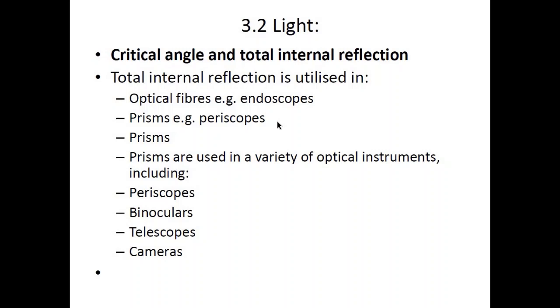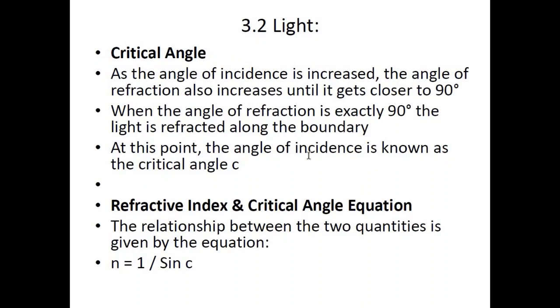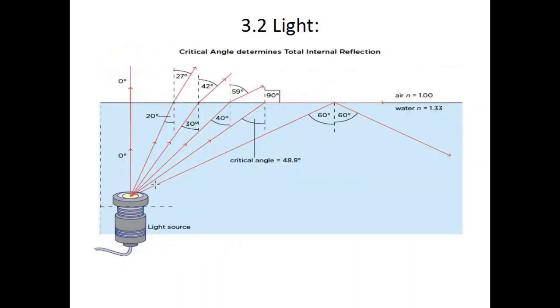Prisms are used in a variety of optical instruments, for example periscopes, binoculars, telescopes and cameras, etc. What is a critical angle? As the angle of incidence is increased, the angle of refraction also increases until it gets closer to 90. When the angle of refraction is exactly 90, the light is reflected along the boundary of the object.